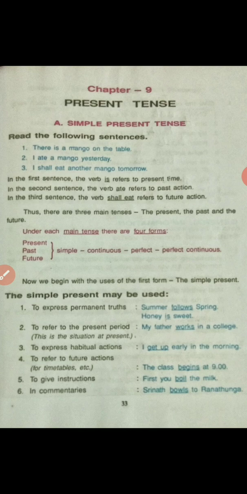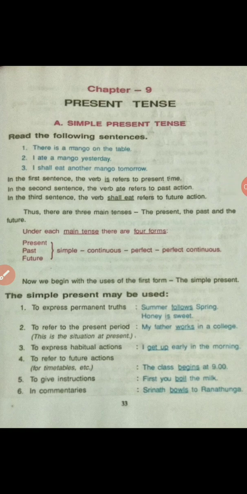Second one, it's used to refer to the present period. Okay, the action is present at present. See the example, my father works in a college. Then again, the simple present tense is used to express habitual actions. Example, I get up early in the morning.